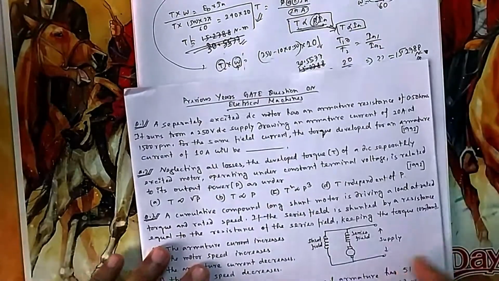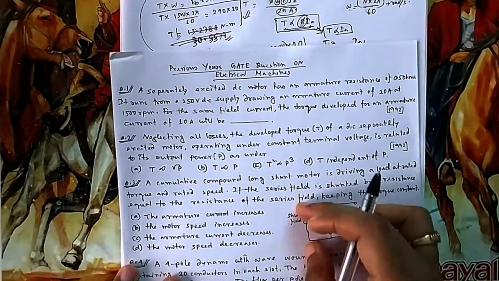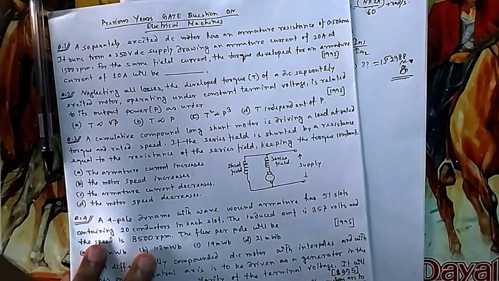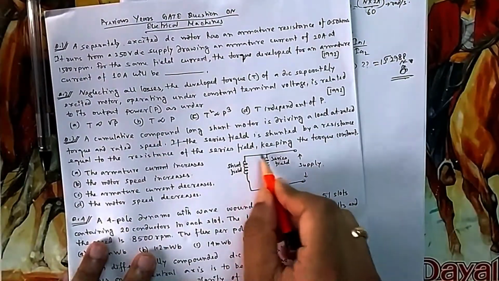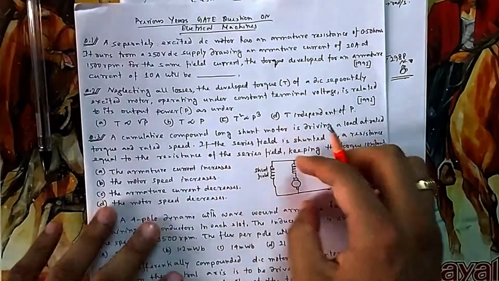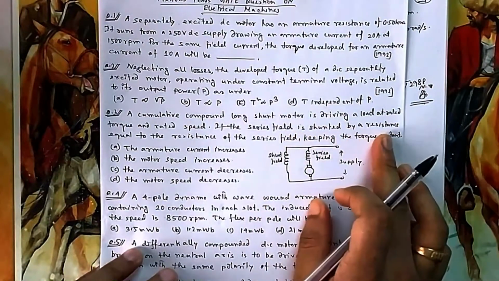Now if you come to question number 3, a cumulative compound long shunt motor. Long means this shunt will be the long one. If you see the short shunt, then it starts from here. You remember this one, long means it should be long enough in cumulative. If it is a short shunt, then it will come here. So it is a long shunt, you can see here.